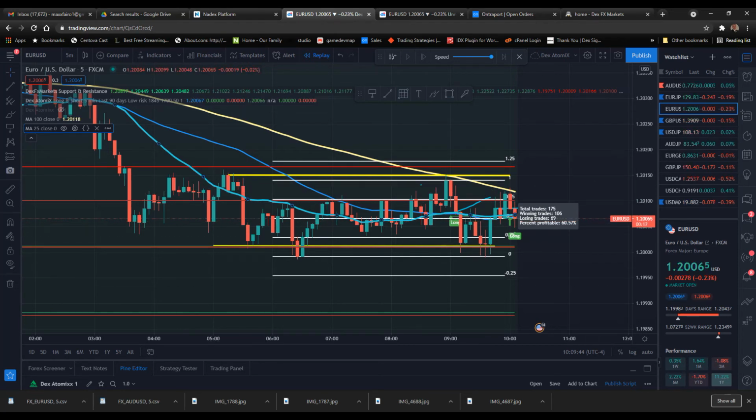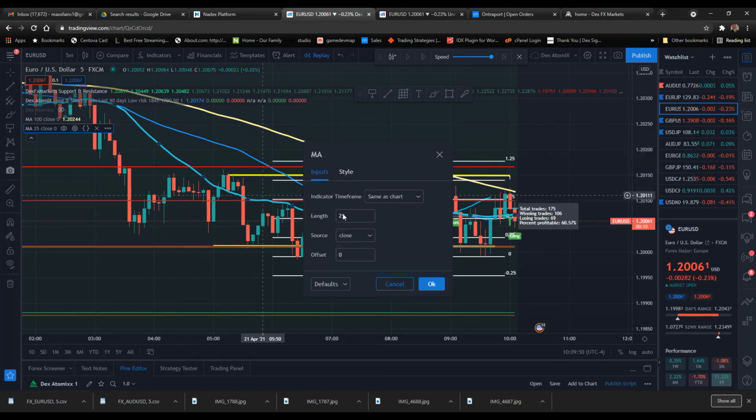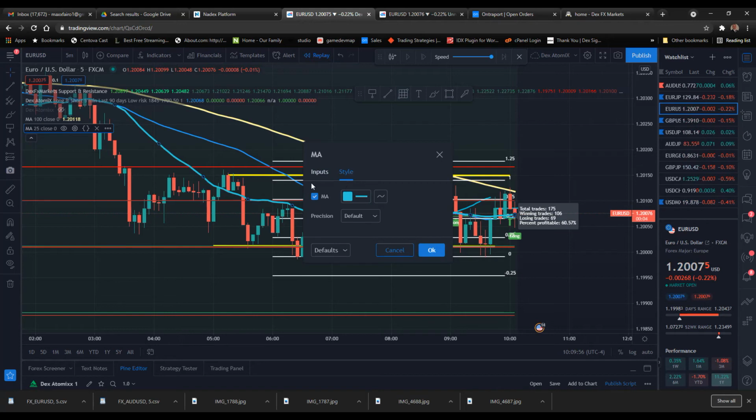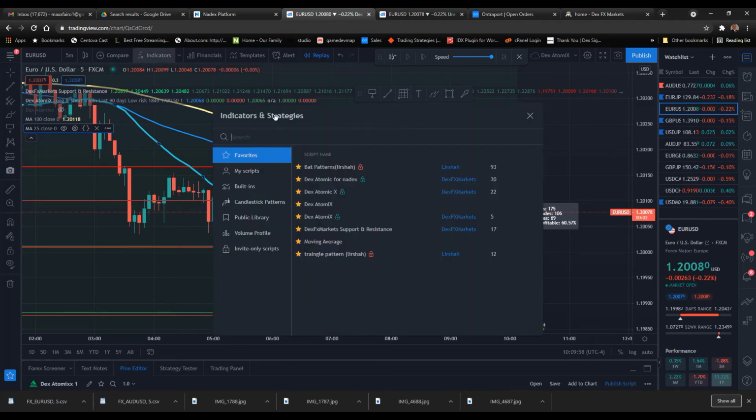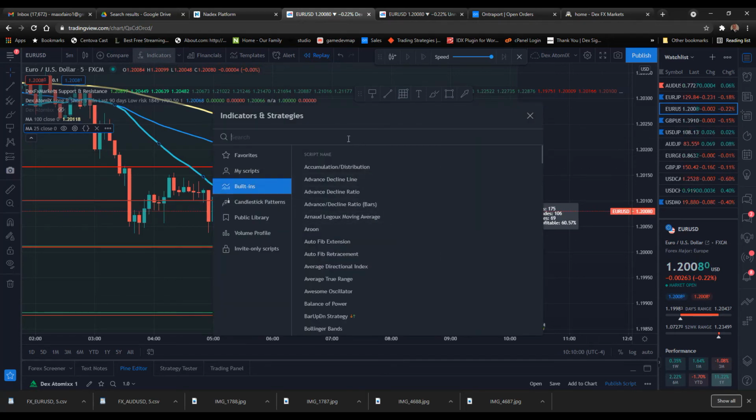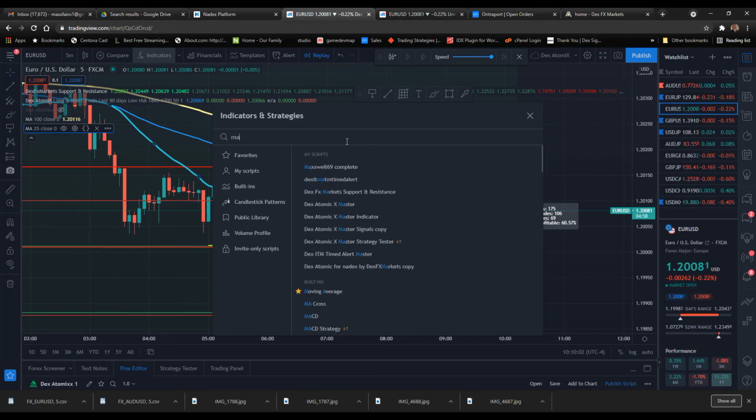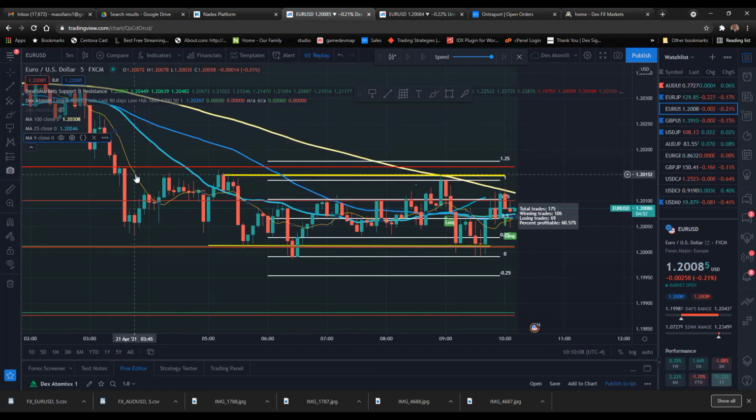David asks, are those simple moving averages or exponential? They are simple, just straight out of the box. It's set to source close, offset 0. It is just the indicator from the built-ins, moving average, right there. Click it to your favorites. Do whatever you got to do to get it on there. Set it to default.